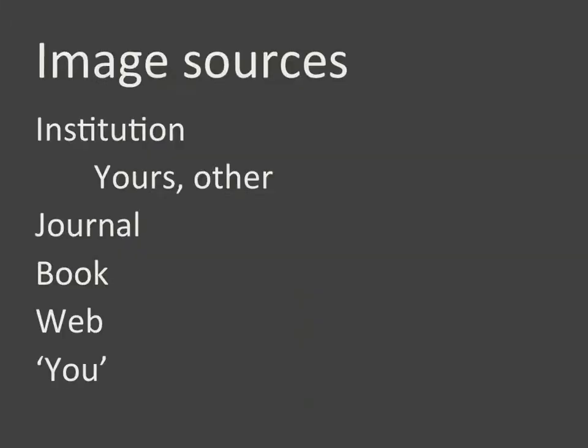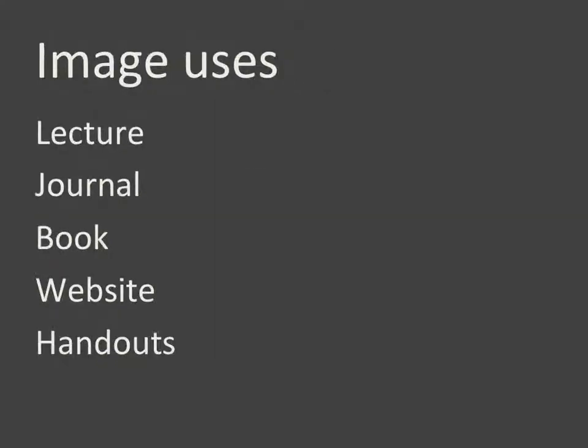So we have a lot of sources for medical images. They may have come from your institution, or they may have come from somebody else's institution, or a colleague, another radiologist, for example. We may have got them from a journal or a book, or downloaded them from the web, or they may be our original images that we've either taken the image, for example, of a patient, or an image that we have drawn or manufactured in some means.